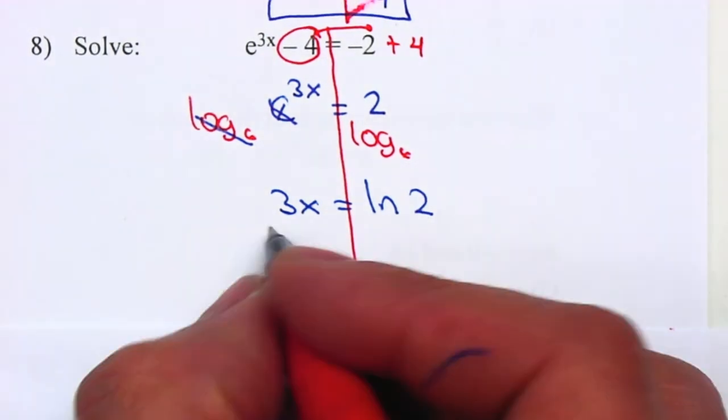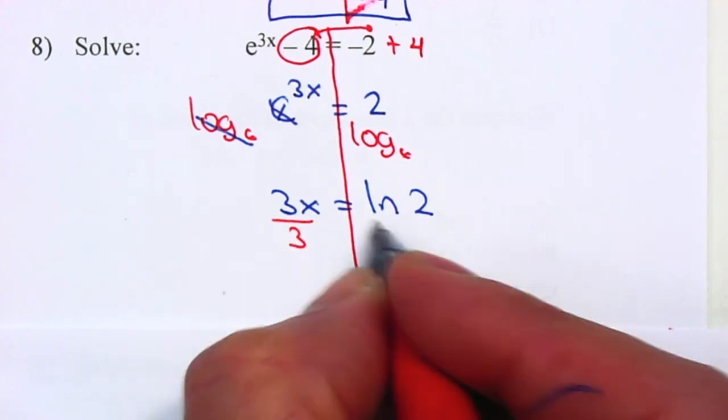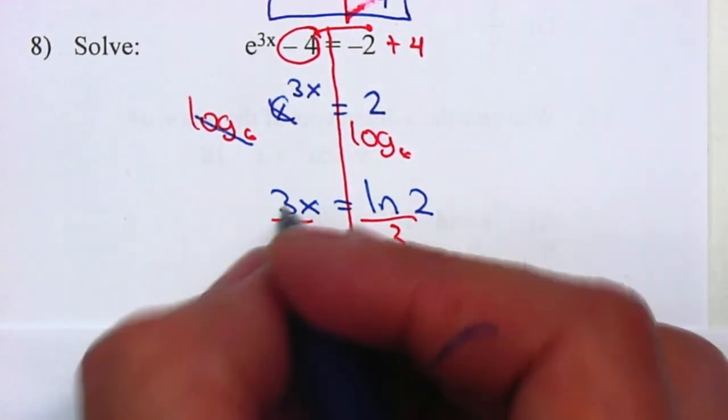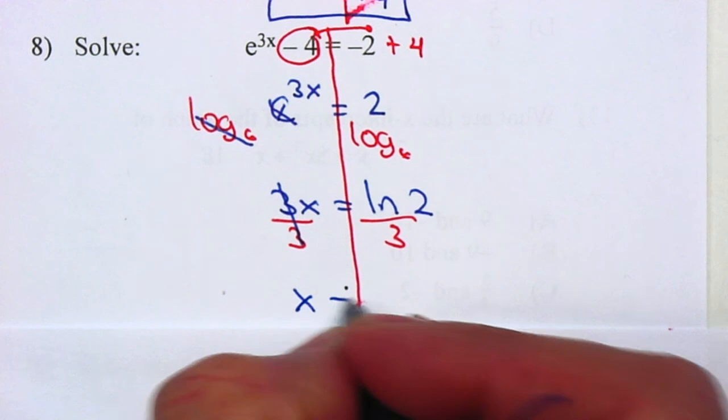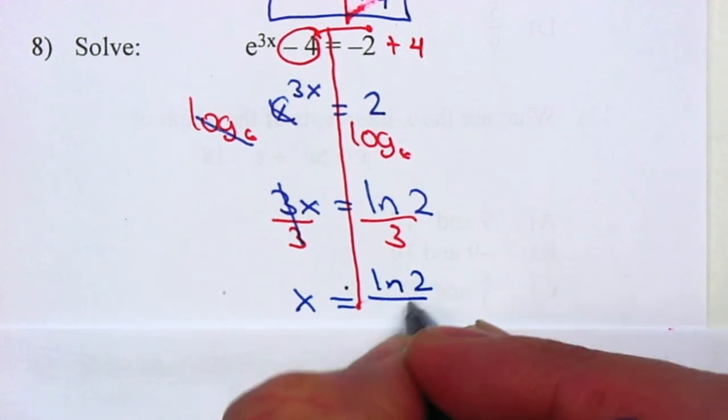Now the last step is to be able to leave the x by itself. So we're going to divide by 3 on both sides. That will cancel. So x is equal to the natural log of 2 divided by 3.